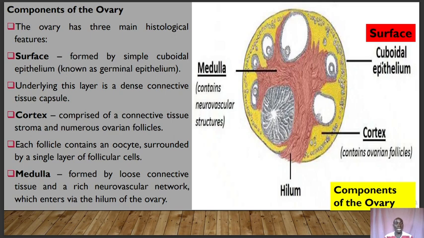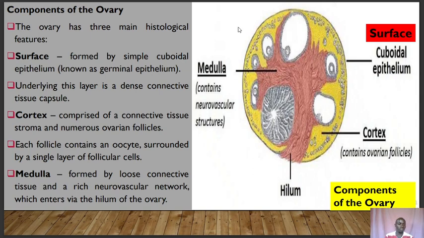This is the underlying layer with a dense connective tissue capsule. Then you have the cortex. The cortex is comprised of connective tissue stroma and numerous ovarian follicles. So each follicle contains an oocyte, surrounded by a single layer of follicular cells.